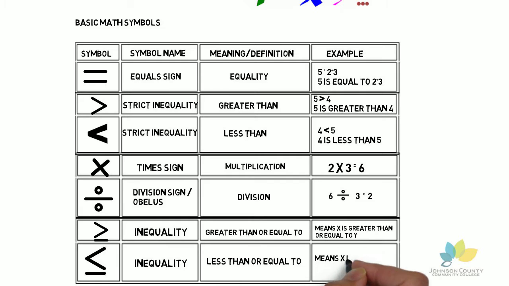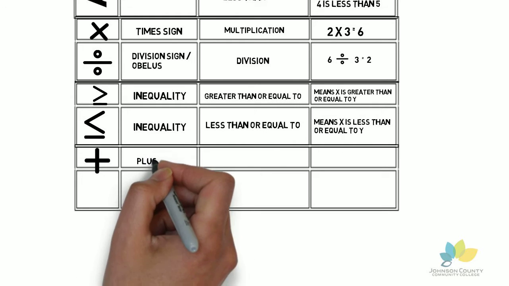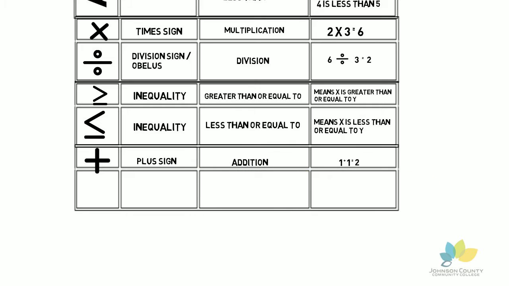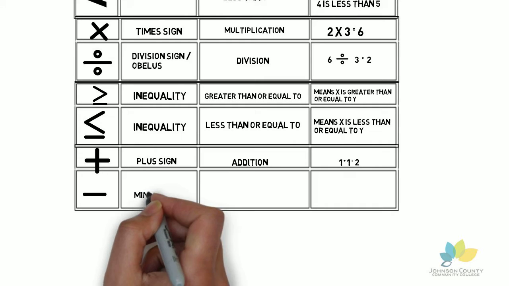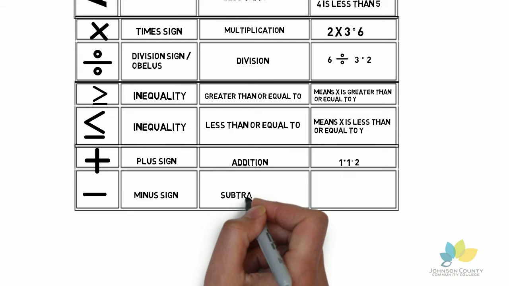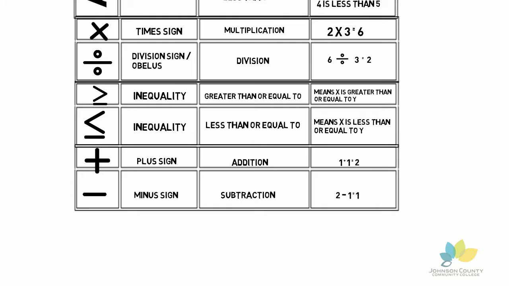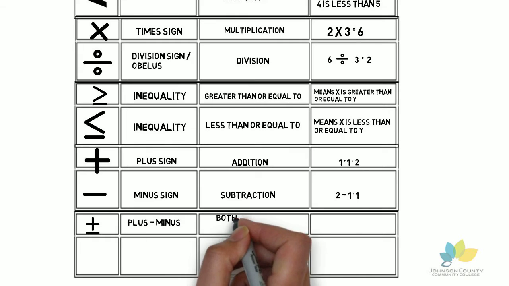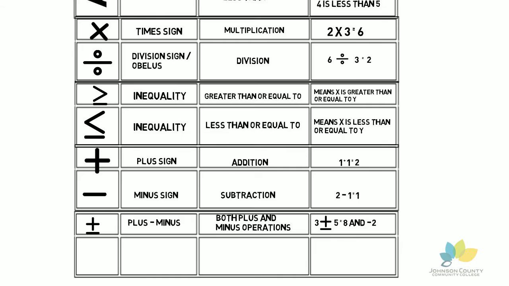This is the plus sign. Its meaning is addition. This is the minus sign. Its meaning is subtraction. This is the plus or minus sign. It is both plus and minus in operations. This is the minus and plus sign. It also is both plus and minus in operations.